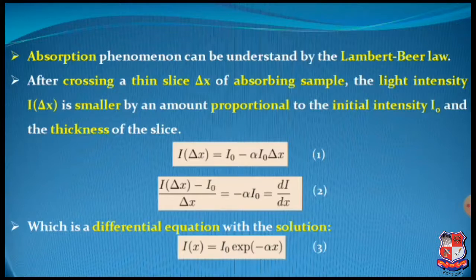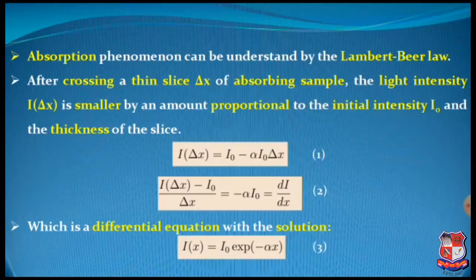After crossing a thin slice delta x of absorbing sample, the light intensity I of delta x is reduced, or is smaller, by an amount proportional to the initial intensity I0 and the thickness of the slice. So the intensity after the sample, I delta x, is equal to I0 minus alpha I0 delta x, where delta x is the thickness of the slice, I0 is the initial intensity, and alpha is the proportionality constant.